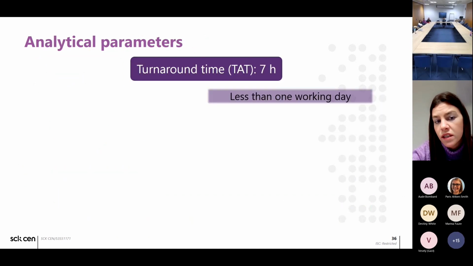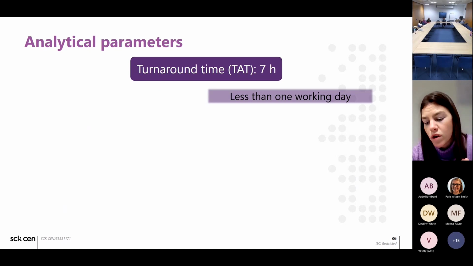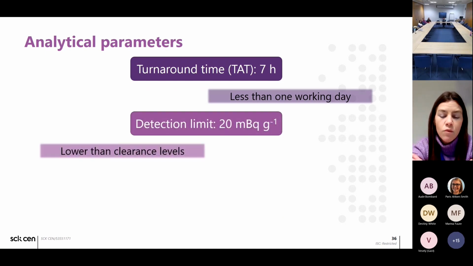So then at this point, we wanted to point out the analytical parameters that we did consider, such as the turnaround time, which is 7 hours, which means for us less than 1 working day. Then we also calculated the detection limit, which was 20 millibecquerels per gram. And then we compared this value with the clearance or exemption levels established by the legislation in order to see if it was possible to apply our procedure in graphite decommissioning samples. And we could confirm that the detection limit was way lower than the clearance or exemption levels. So this procedure could be applied.